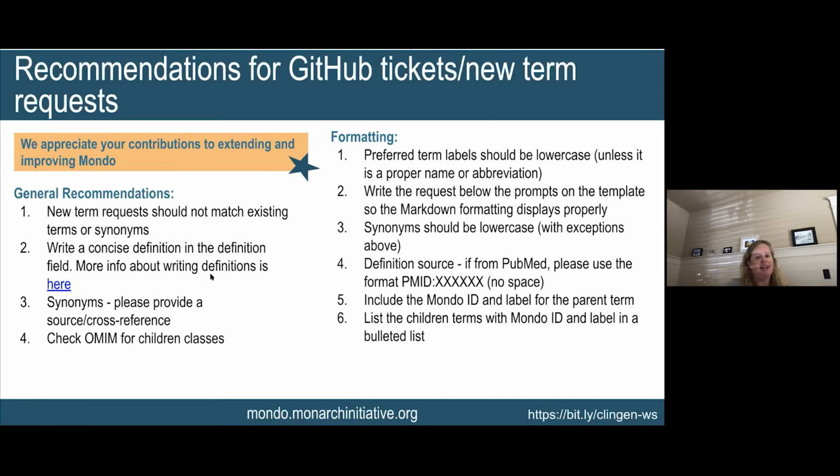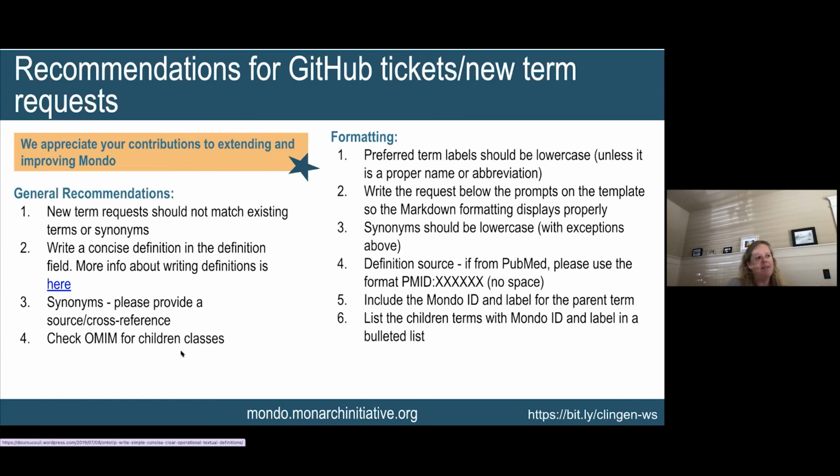If possible, providing a concise definition in the definition field is very helpful. I linked to an article written by Chris about some guidelines for writing good text definitions. If you add synonyms, it's very helpful to provide a cross-reference for the synonym. In Mondo, we cross-reference almost all of the annotations that we add on the terms. And if a cross-reference isn't provided for a synonym but is provided for the definition, I usually just assume that the definition cross-reference applies to the synonyms as well.